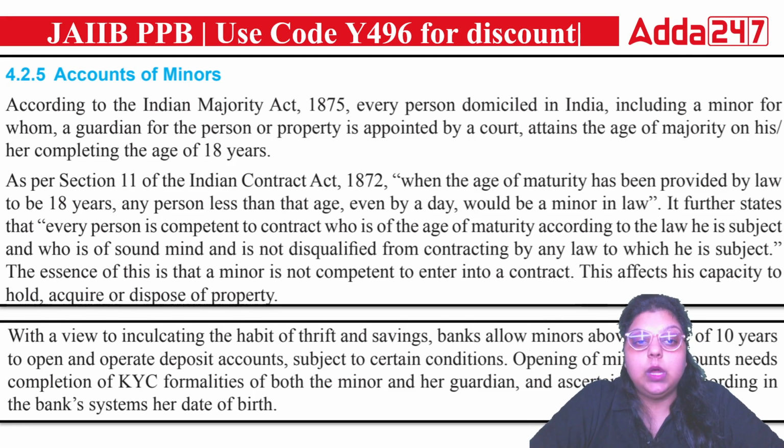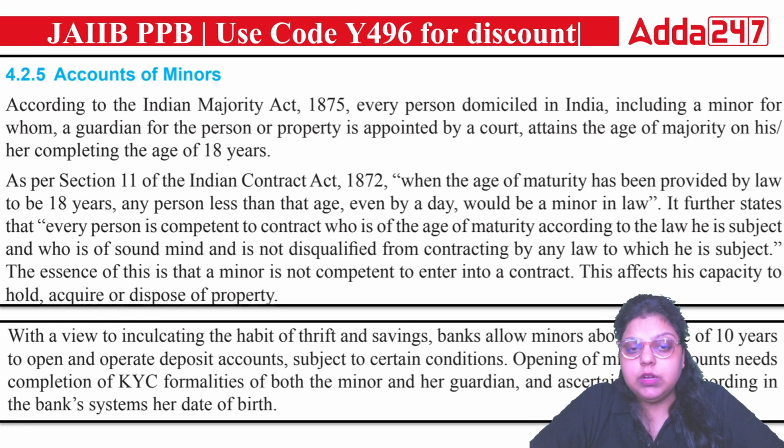and this is what you have withdrawn. Now, in case of accounts of minors, according to the Indian Majority Act 1875, every person domiciled in India, including a minor, for whom a guardian for the person or property is appointed by a court, attains the age of majority on his or her completing the age of 18 years.